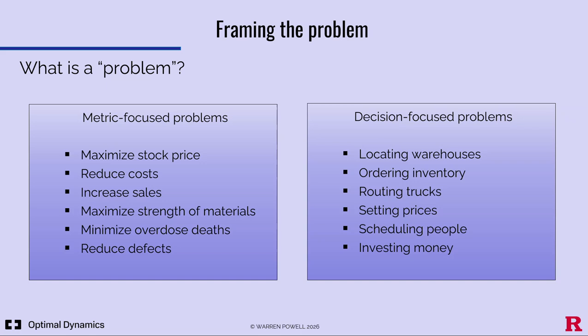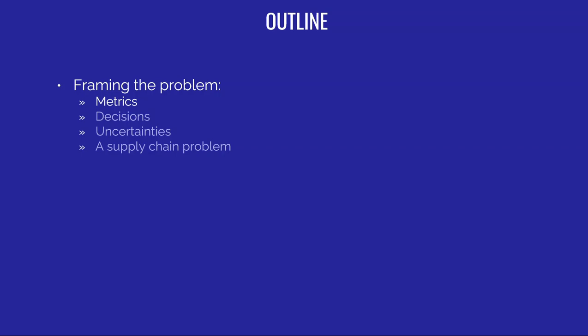I need to locate warehouses or route trucks or set prices. However, the metrics still have to be defined. Now, obviously, there's some interplay between the two. I'm going to start off by assuming that we need to address the metric-focused problems. I just want to acknowledge that there are problems where we either start with metrics or start with decisions, but eventually you have to describe both. So let's start with metrics.